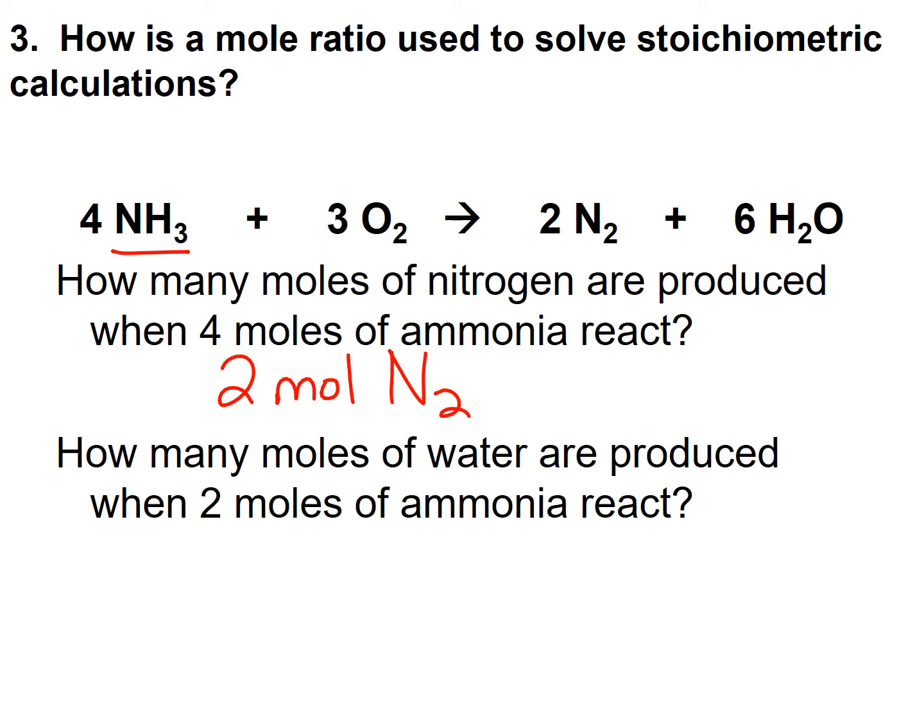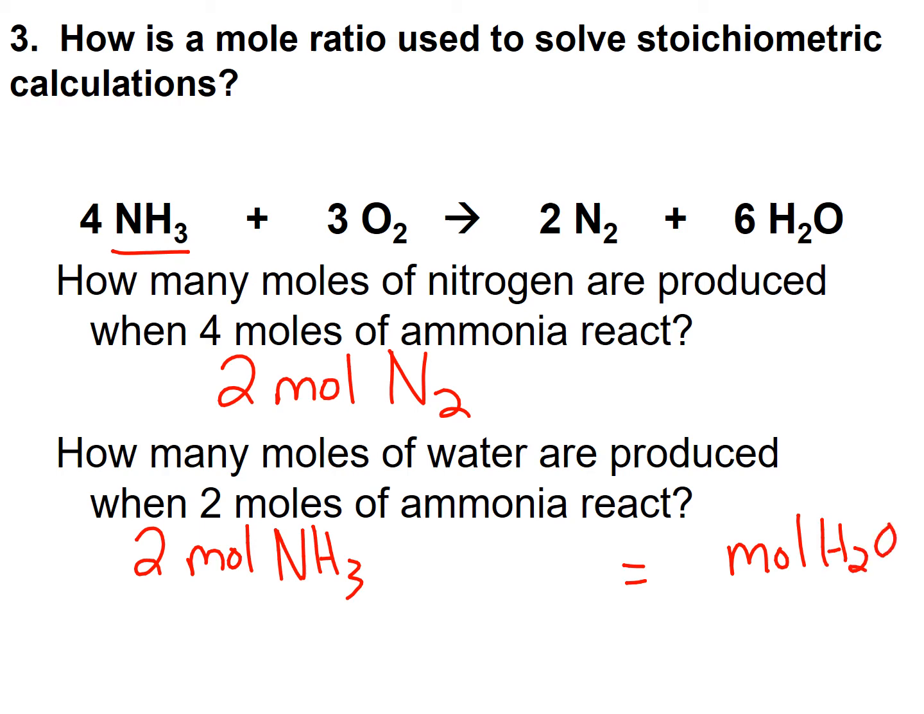Now in the next problem, it says, how many moles of water are produced when 2 moles of ammonia react? So you might be able to reason this out and say, okay, well, half of the amount of the coefficients reacting, so I'll produce half the amount of water. But sometimes it's not quite as neat and tidy as that. So one way that we can use to solve these problems without just trying to reason it out in our heads is dimensional analysis. Okay, so I'm given 2 moles of ammonia. I'm trying to find the number of moles of water that will be produced.